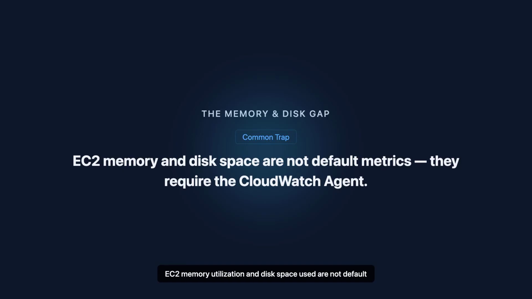EC2 memory utilization and disk space used are not default CloudWatch metrics. If a question asks how to monitor an instance's RAM or its free disk space, the answer is install the CloudWatch Agent, not just use the default metrics. This one catches engineers in production and on the exam alike.